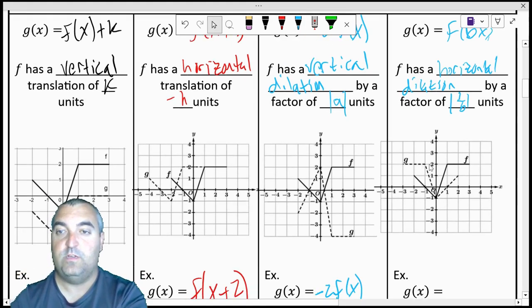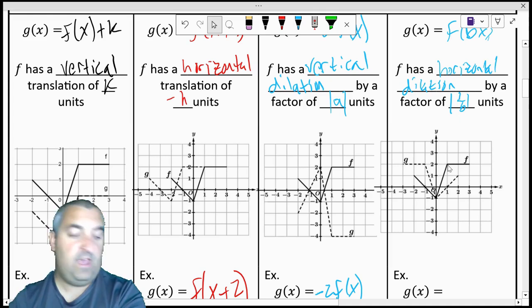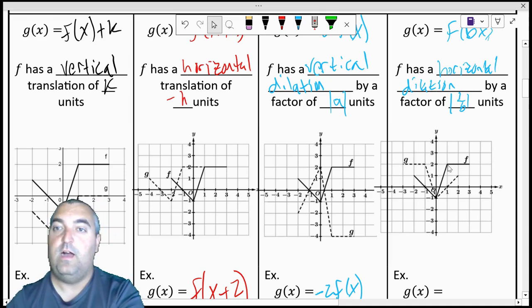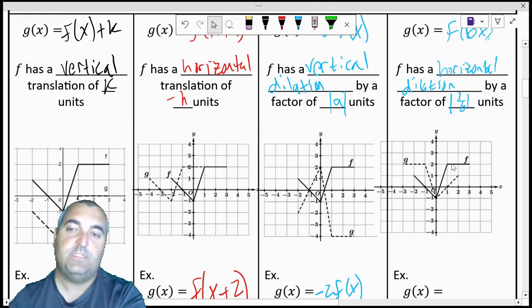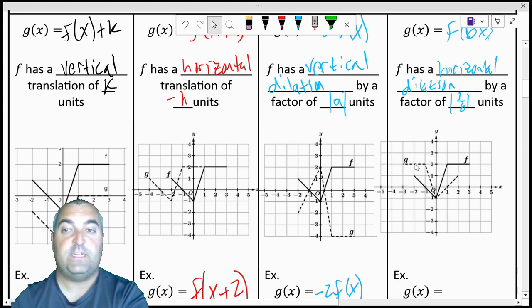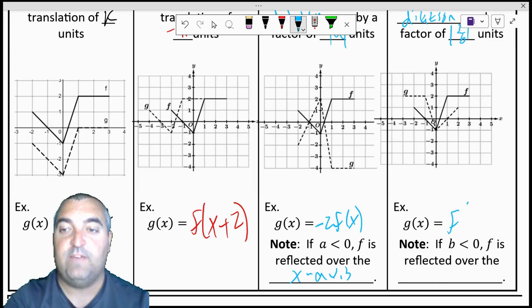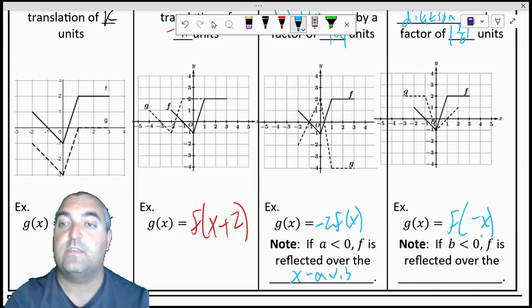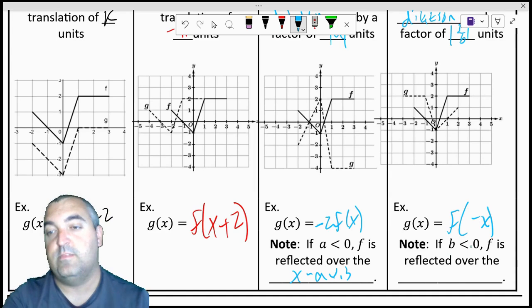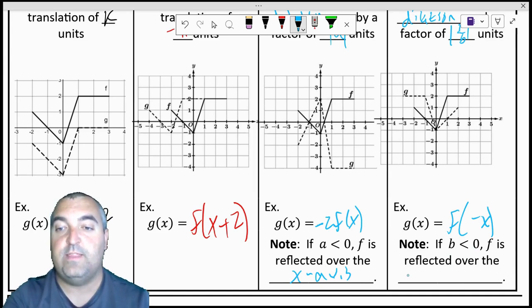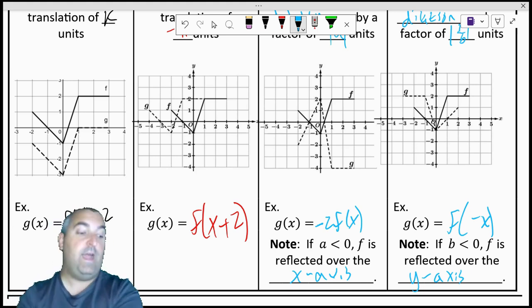So here, if we look, this one is an interesting graph. If you notice, it's actually the same size. So our b value is actually 1, but it's been reflected. Because of that, what we're going to write is f of negative x. And here our b value is less than 0, and that means it's been reflected over the y-axis.